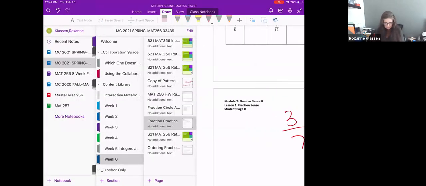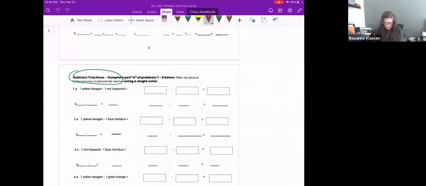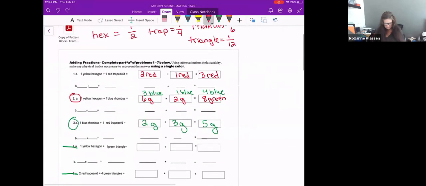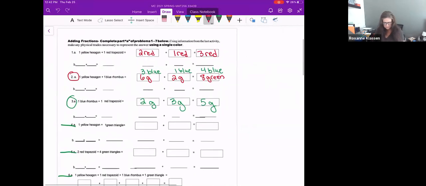Okay, any questions before I go back to adding and subtracting with pattern blocks? Deep breaths. Everybody take 10 seconds so they can get their mind back in this new frame. This was yesterday. Welcome back.